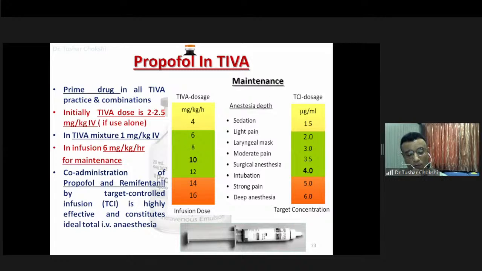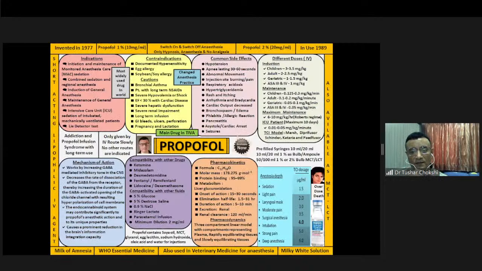And all over the world, in TCI TIVA practice, propofol and remifentanil is the most ideally used combination. And on the right side, there is a TIVA dose and TCI dose with the sedation, light pain, laryngeal mask, moderate pain, surgical anesthesia, intubation, strong pain, and deep anesthesia. So first thing, when you are practicing TCI TIVA, then your primary drug is only propofol. Without propofol, TCI TIVA does not exist. Dr. Edward has said that I have created all the infographics. So this is the propofol infographic. I will share with him and you will get it afterwards.